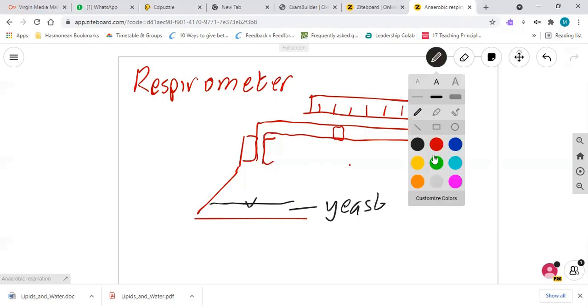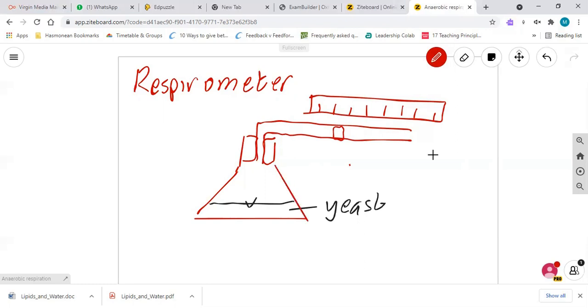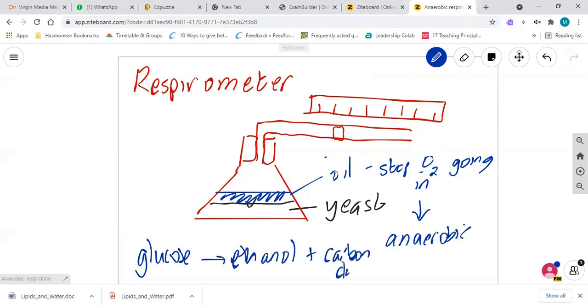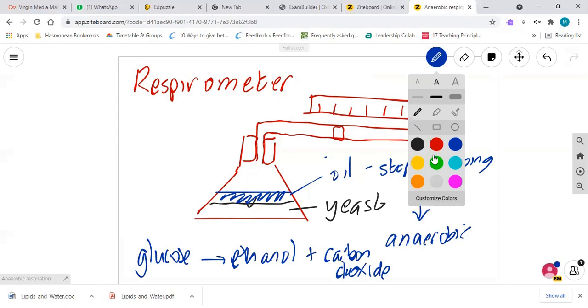And the way to do that is to take a layer of oil and put it over the surface, like so. That oil will stop oxygen coming in, which means that you can ensure that you have anaerobic respiration. We know that anaerobic respiration in yeast turns glucose to ethanol and carbon dioxide. So there's no oxygen involved, but it will produce carbon dioxide.